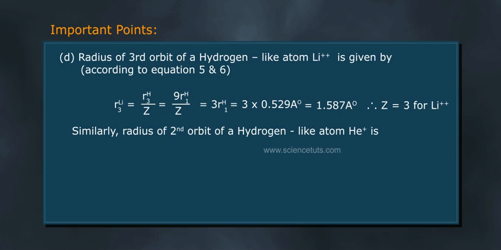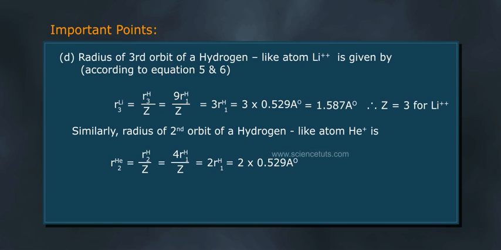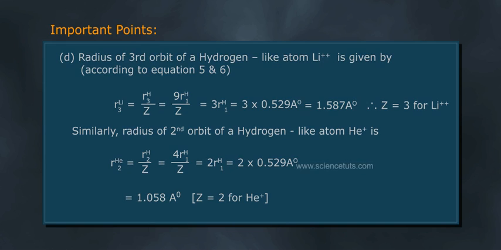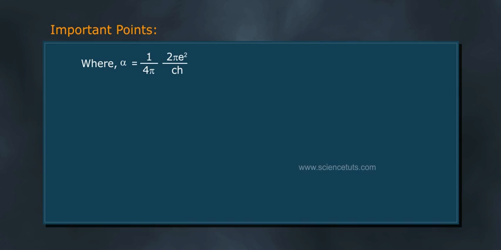Similarly, the radius of the second orbit of a hydrogen-like atom, helium+, is r2 helium equals r2H by Z equals 4r1H by Z equals 2r1H equals 2 into 0.529 angstrom equals 1.058 angstrom, since Z equals 2 for He+.